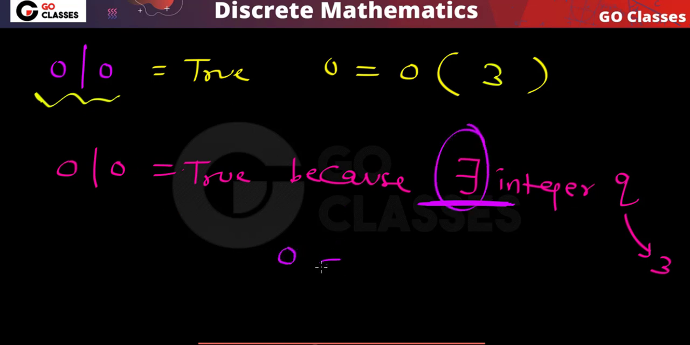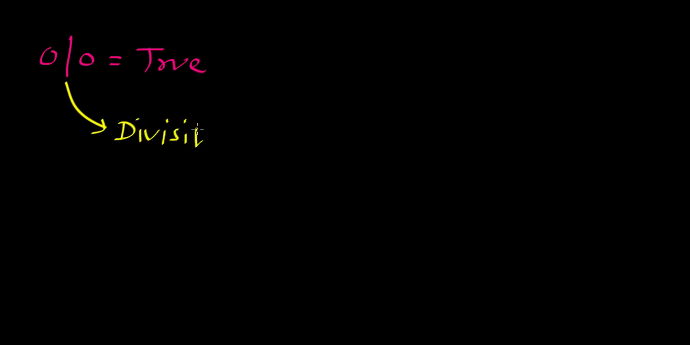Such that this 0 is equal to this multiple of. Okay, so I can say 0 divides 0. Yes, this is true. Now remember the difference. 0 divides 0, that is true, because this is a relation. Remember, this is the divisibility relation. So because this is the divisibility relation, the answer is true.